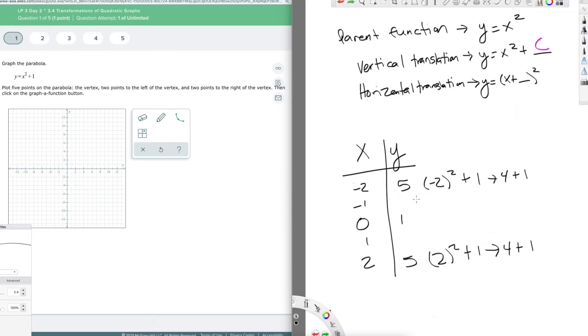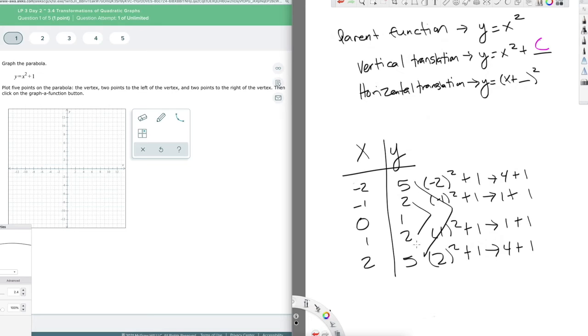And then -1 squared plus 1. So I end up with -1 squared is 1, plus 1 is 2. So again, the same thing should happen here. I should have 1 squared plus 1. 1 squared is 1, plus 1 more is 2. So I can see that mirroring happening here, where here's my vertex, and then it'll be this U pattern around it.